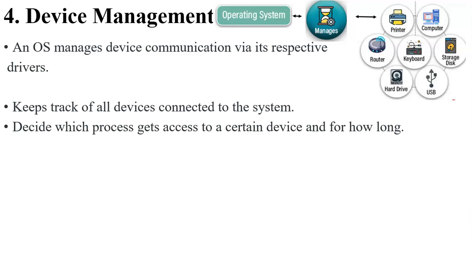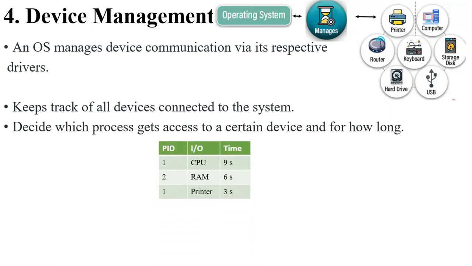Then decide which process gets access to a certain device and for how long. So if there are multiple processes and multiple processes want to access a printer, which particular process among the two will get the access of the printer and for how much time? That is decided by the device management function.